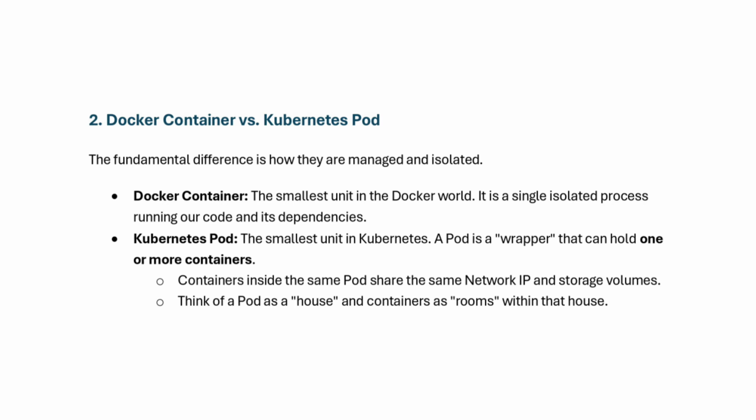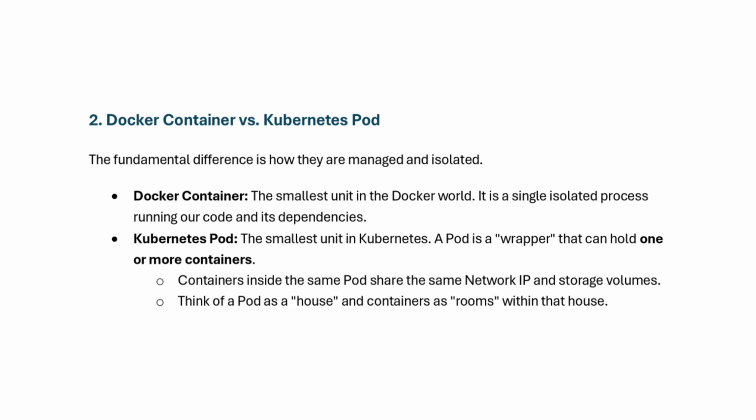The fundamental difference is how they are managed and isolated. A Docker container is the smallest unit in the Docker world. It is a single isolated process running our code and its dependencies, whereas a Kubernetes pod is the smallest unit in Kubernetes. A Kubernetes pod is a wrapper that can hold one or more containers, meaning containers inside the same pod share the same network IP address and storage volumes. We can think of a pod as a house and containers as rooms within that house.